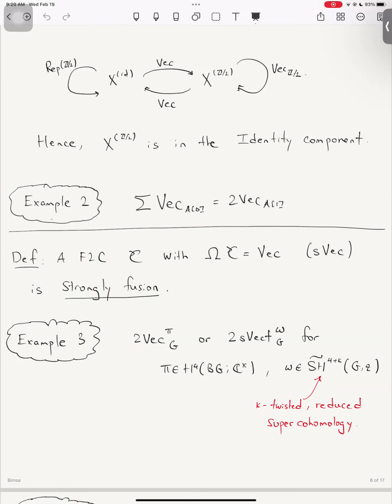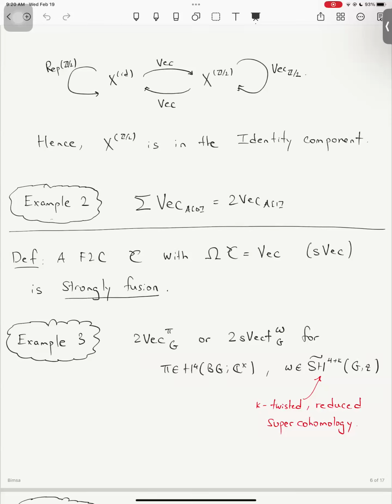So if you have a fusion 2-category, remember, it has objects that are surfaces and the morphisms are line operators, and taking Omega just means I want to take the line operators inside this, the morphisms inside. Another way to think about this is you take the endomorphisms of the identity object, and that's just vector spaces. So it's like you have a fusion 2-category, but the lines are all trivial. So you just have information about the surfaces.